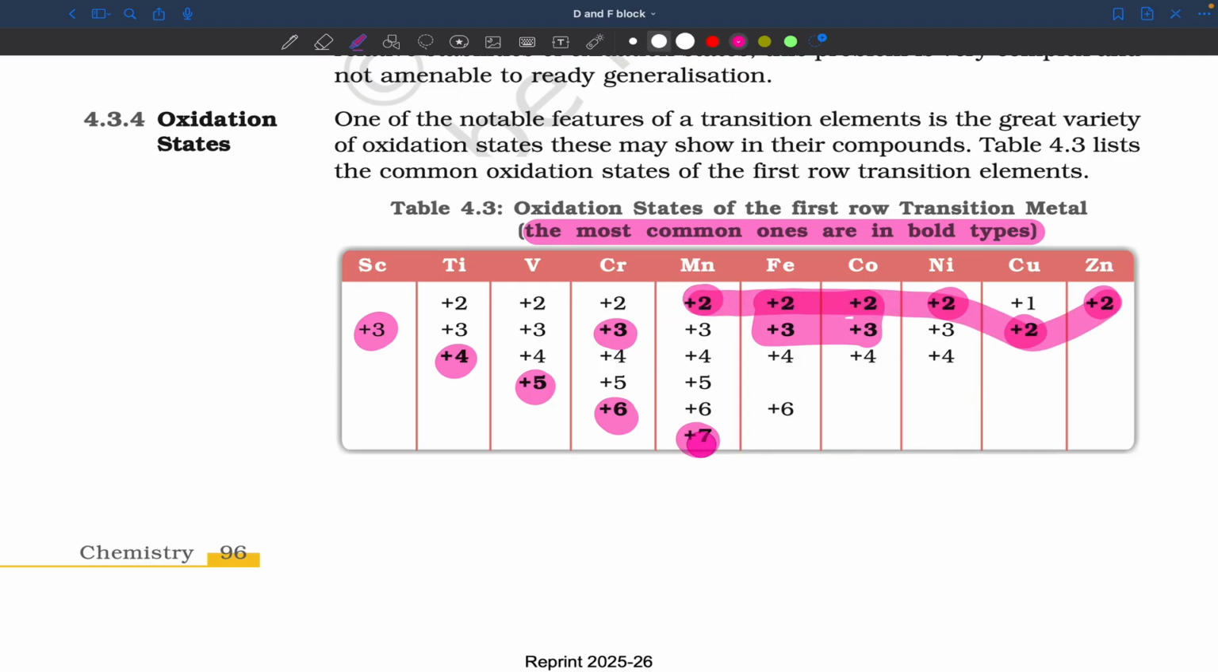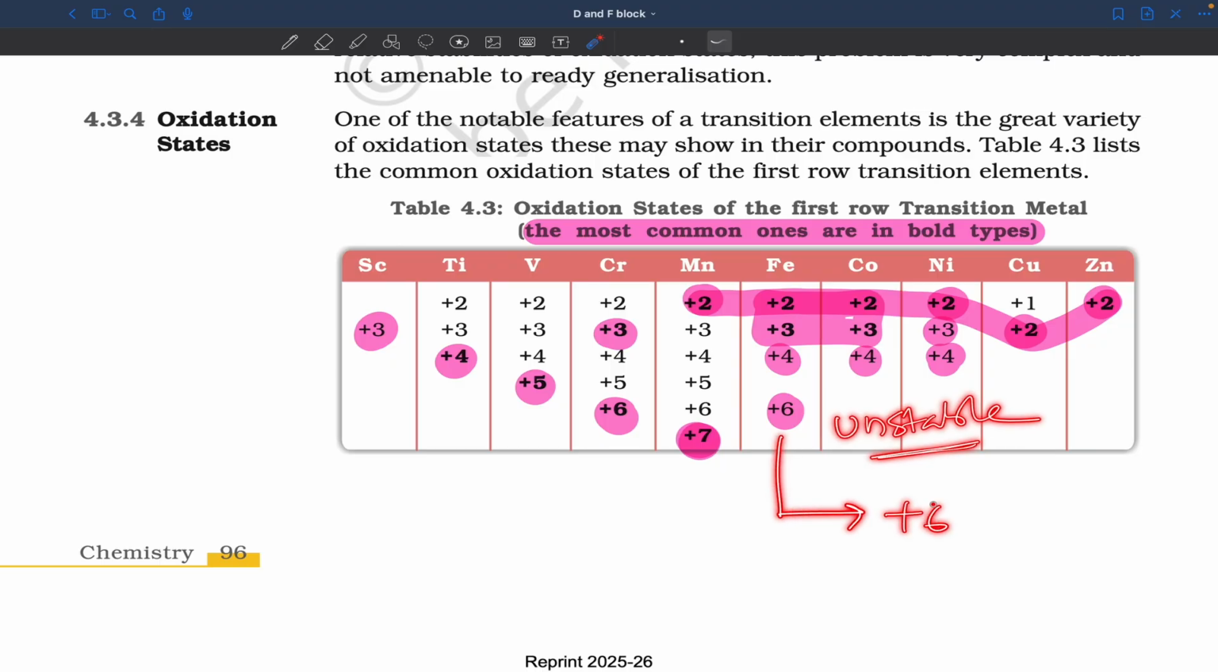But for manganese, +7 is also stable. Iron possibilities are there for +4 oxidation number, +3 for nickel, +6 also possible, but these are very unstable oxidation numbers. That means the compound of iron with +6 oxidation number is not known yet. That's why we don't ignore it, right?